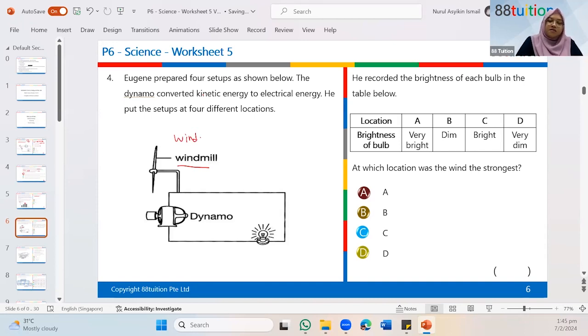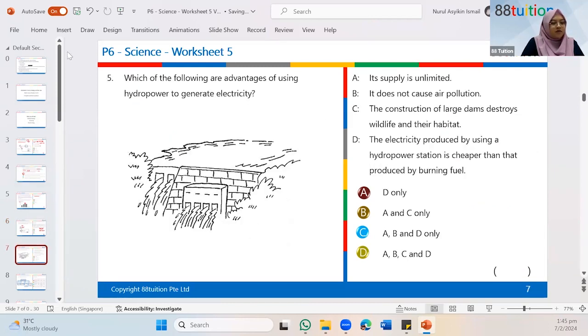Then he recorded the brightness of each bulb in the table below. At which location was the wind the strongest? Wind the strongest means that you're going to have the highest amount of KE. So highest amount of KE will lead to the highest electrical energy. Let's keep it consistent. So the bulb will be very, very bright. Okay, so we have bright and very bright. So of course, answer for number 4, A. We have to pick the best answer. Let's move to question number 5.